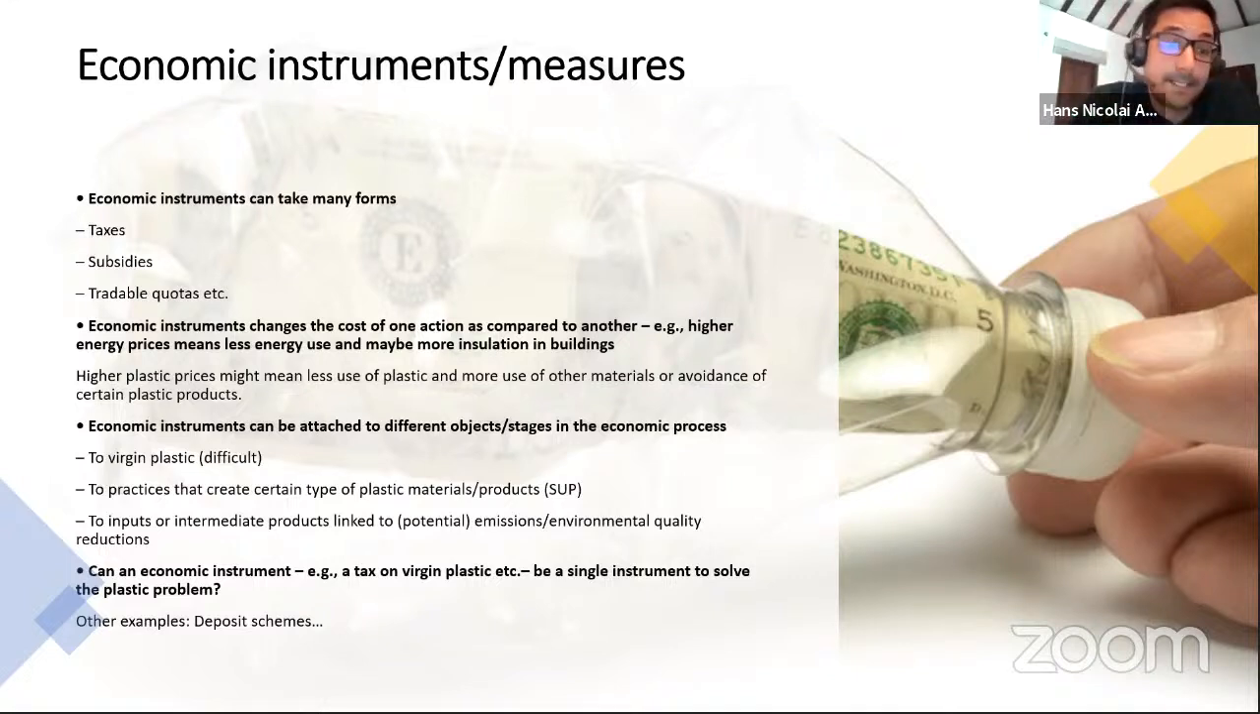For instance, you can tax virgin plastics, out of which all plastic materials are made, but which is quite a difficult policy measure. Because plastic is used also right now in the COVID crisis for single-use masks, for instance, or for all sorts of sectors where people actually need it. And so a lot of poor people won't be able to access certain products.